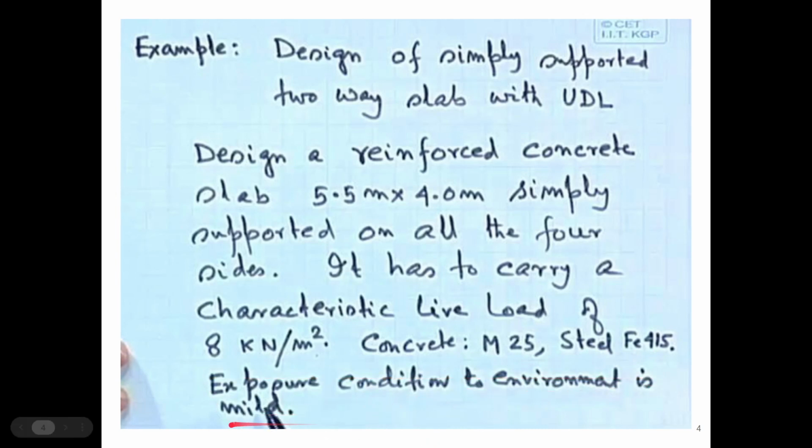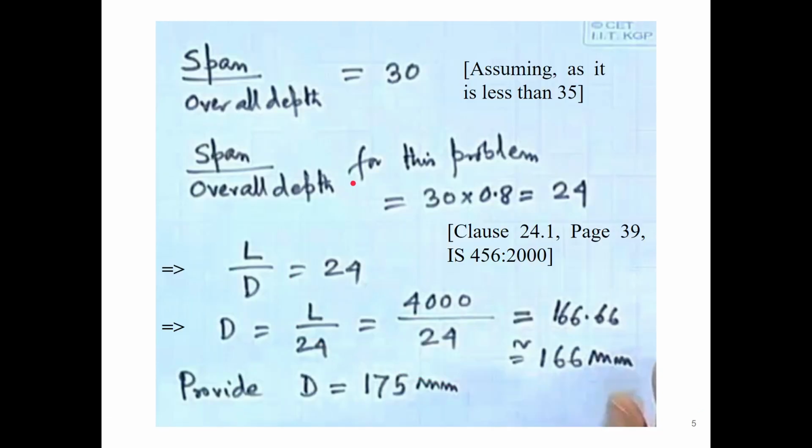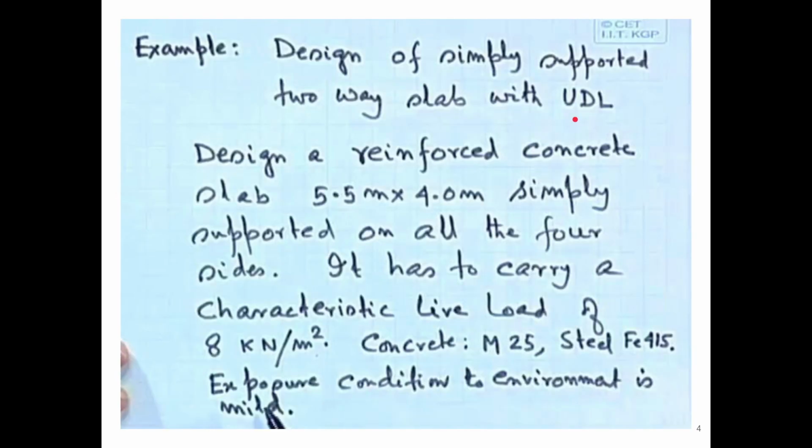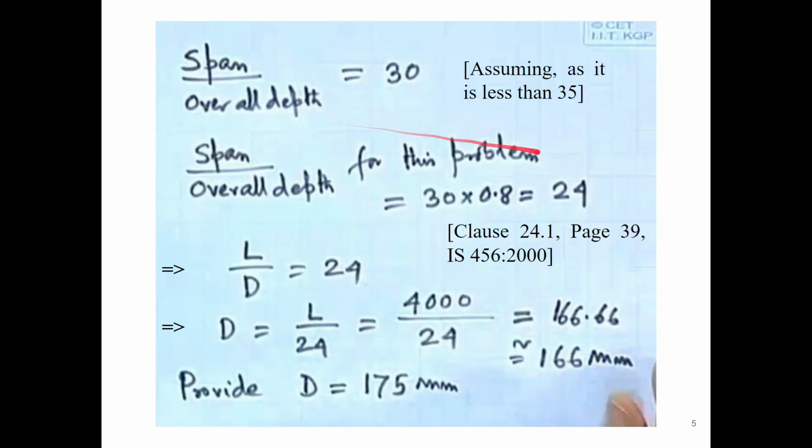So for mild condition, we all know the clear cover will be 15 mm, otherwise it will be taken as 20 mm. Okay? So let us see how to solve it. Let us assume that the span by overall depth ratio is 30. It should be less than 35 as per the IS code. For a two-way slab, if it is simply supported, it should be less than 35, and for continuous it should be 40.